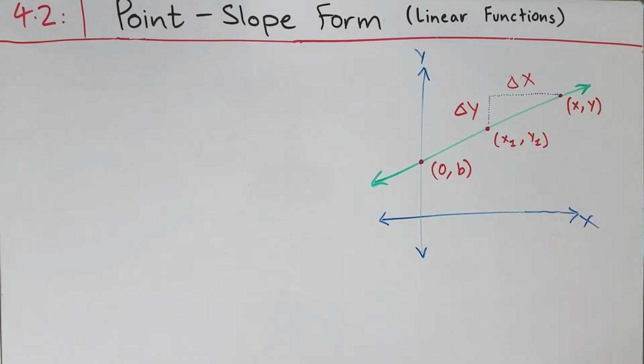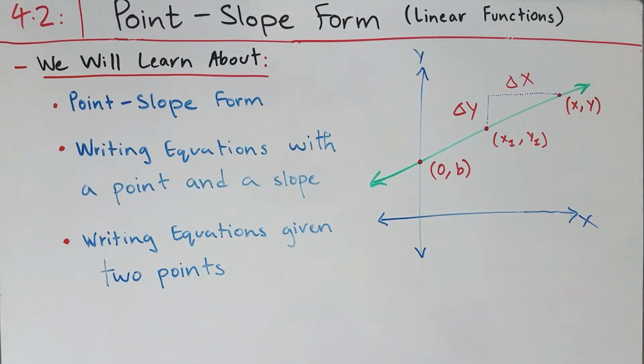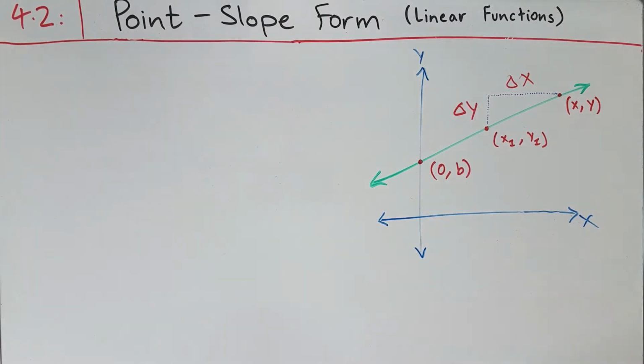In this video we're looking at section 4.2, which is the point-slope form of linear functions. In this video we will learn about the point-slope form of all linear functions. We will learn how to write equations using a point and a slope. And finally, we will also learn how to write equations when you're only given 2 points. So let's begin talking about what the point-slope form of a linear function is.